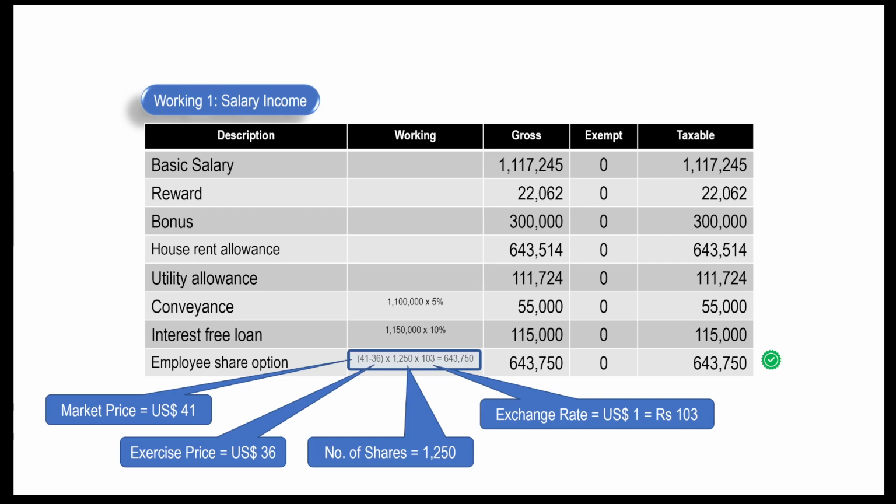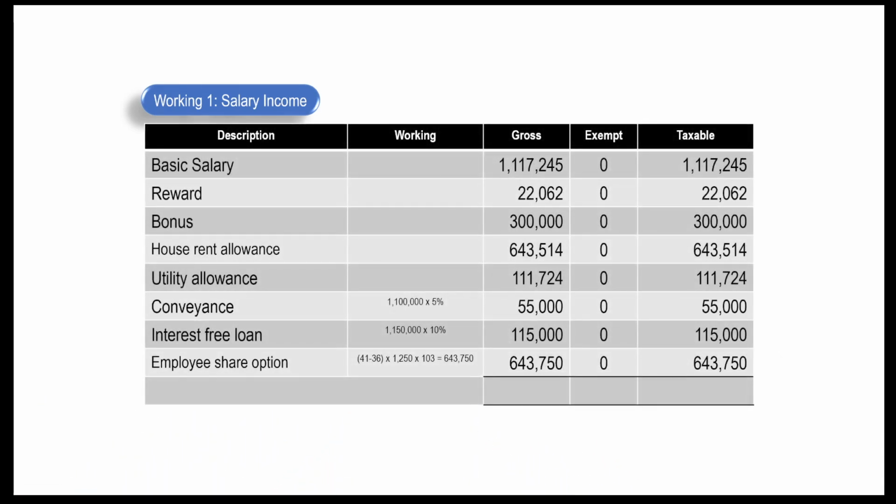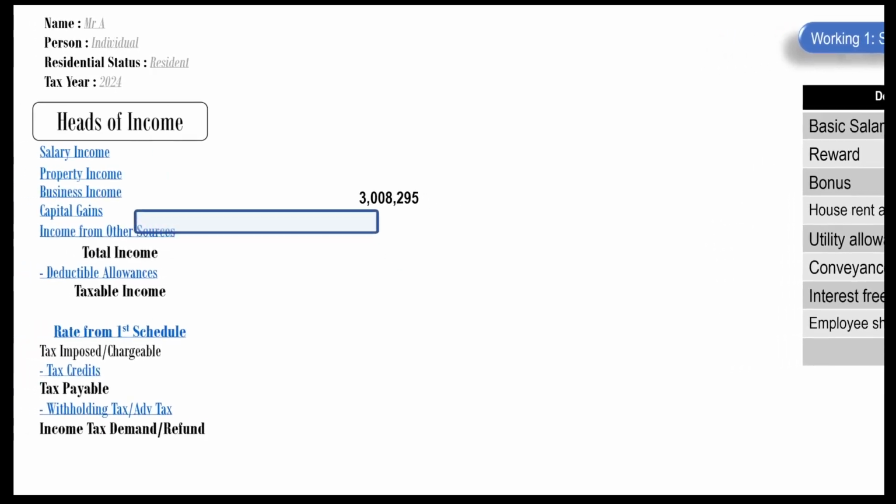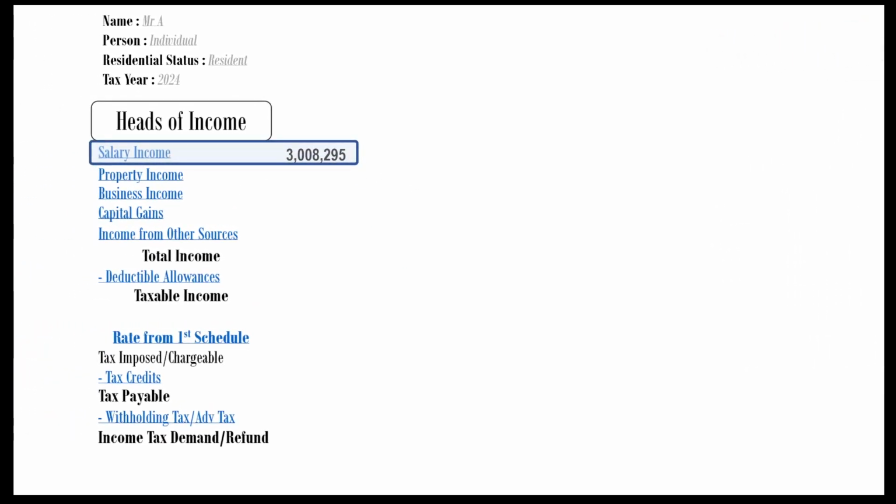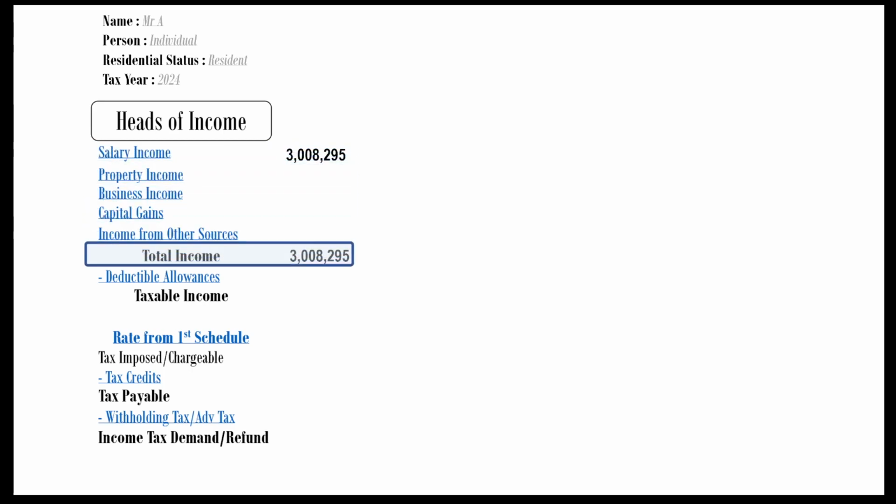Working is complete now. Let's make its total. The total comes to rupees 3,008,295. Mention this figure in your main answer format. There being no income under any other head of income, we can easily work out total income. There being no deductible allowances, we can easily work out taxable income.